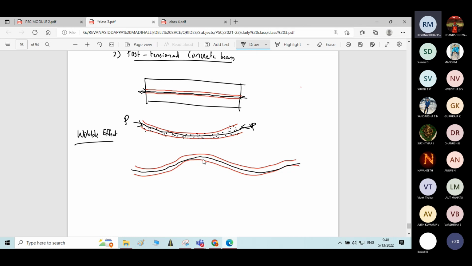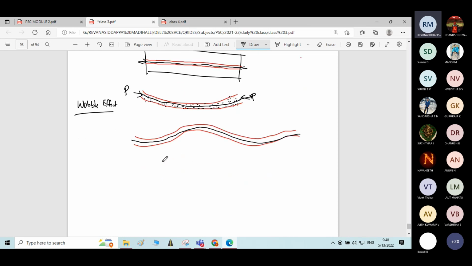Because of this misalignment, there will be losses in the pre-stress in the cable. This is called the oval effect. So the loss of pre-stress due to friction mainly depends on the cable profile and the oval effect. Let us see how to calculate this loss of pre-stress due to friction.